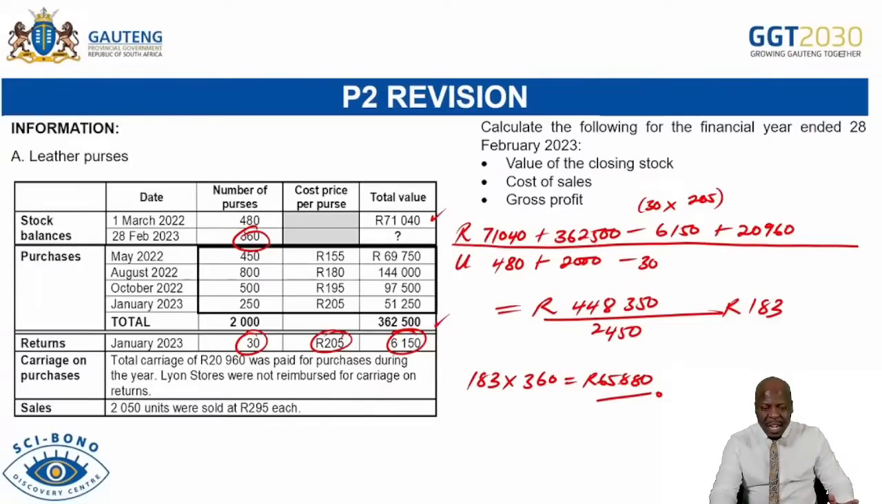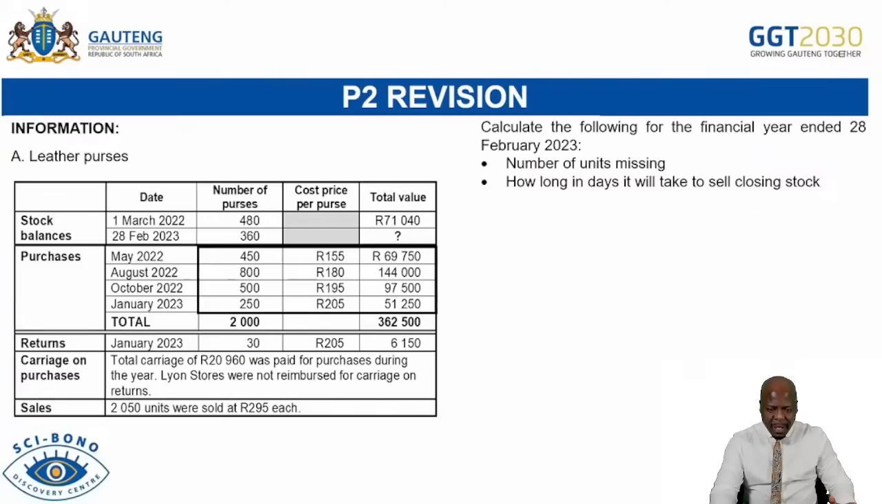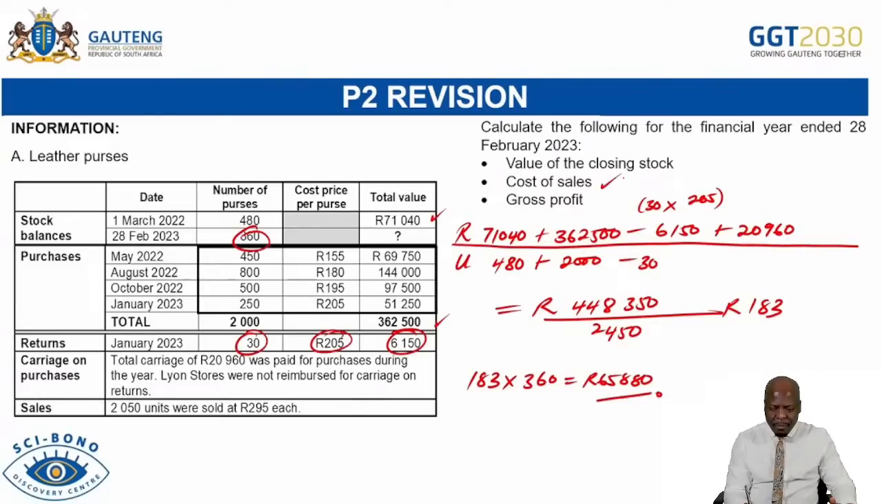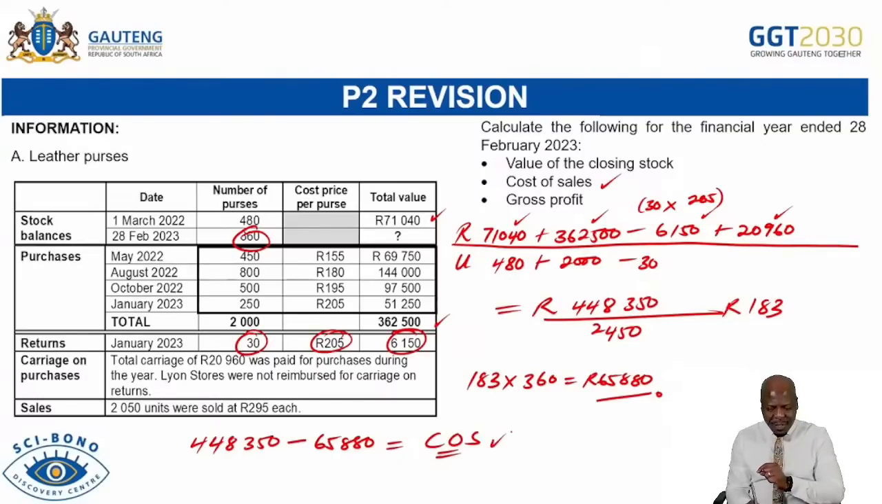Other questions would then require you to calculate, for example here, the cost of sales. When you're doing cost of sales and you are in the weighted average method, it becomes easy because you've already said opening stock plus purchases minus the returns plus carriage. So you're simply taking your 448,350. Then you simply subtract your closing stock, 65,880. That is what gives you cost of sales. As simple as that. Once you have your cost of sales, then you can get your gross profit.